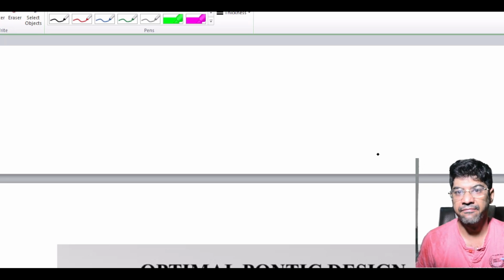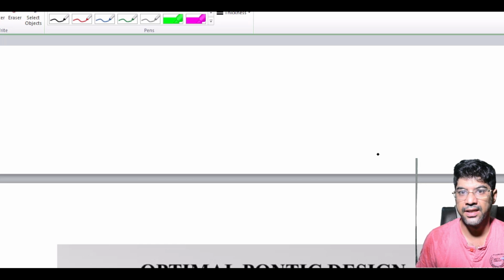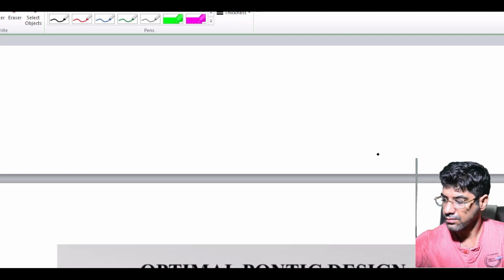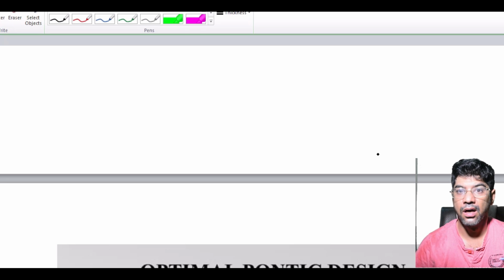So the success of the FPD largely depends upon the proper design of the Pontic. A well-designed Pontic should effectively restore both the function and aesthetics of the tooth it replaces. Now, what are the factors that will affect the Pontic design?